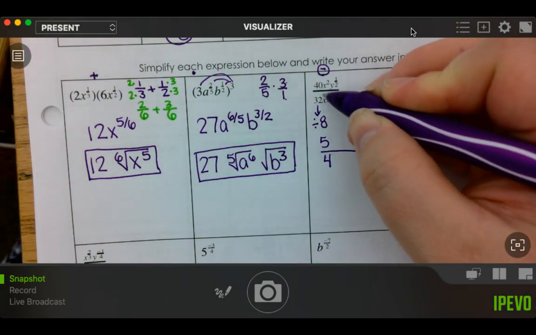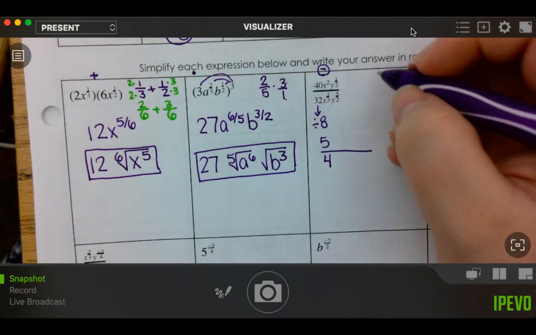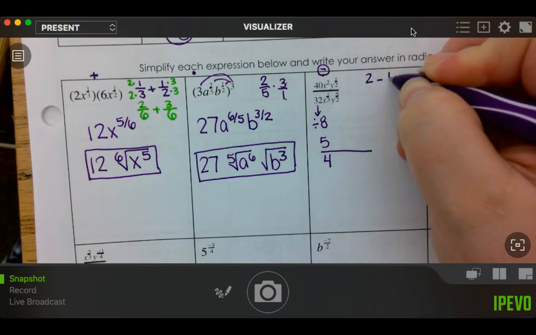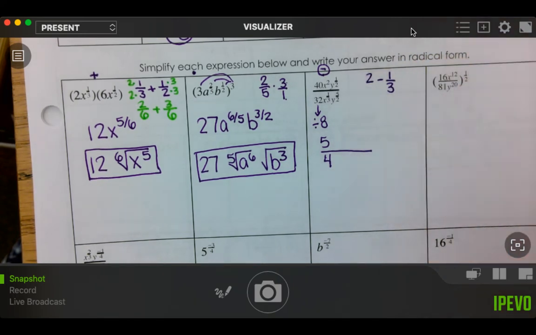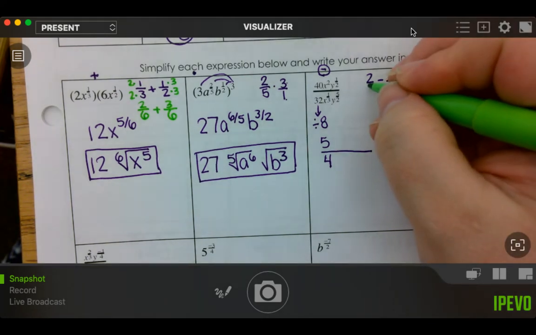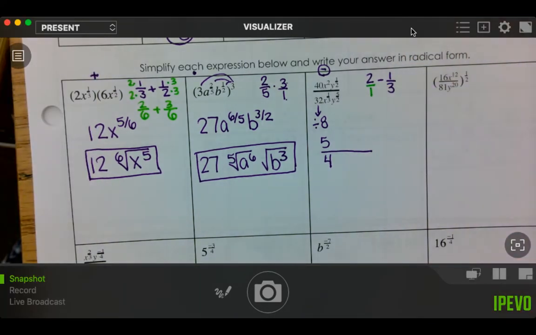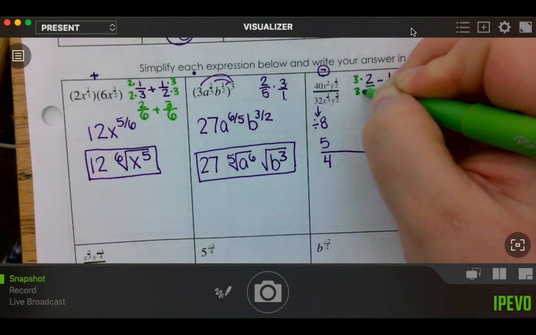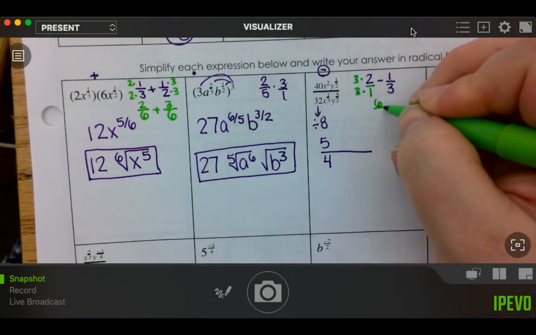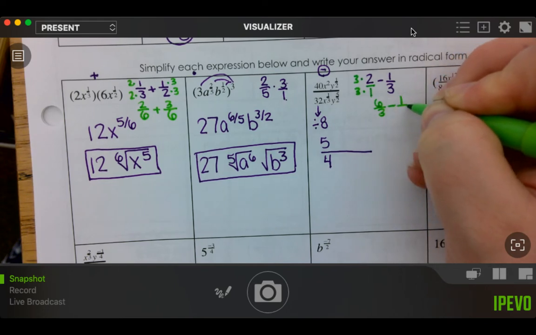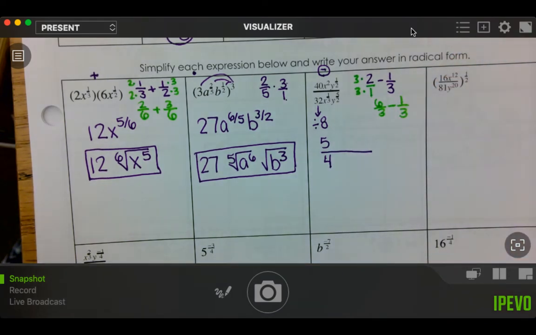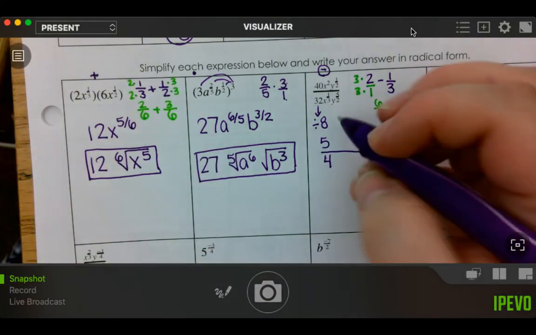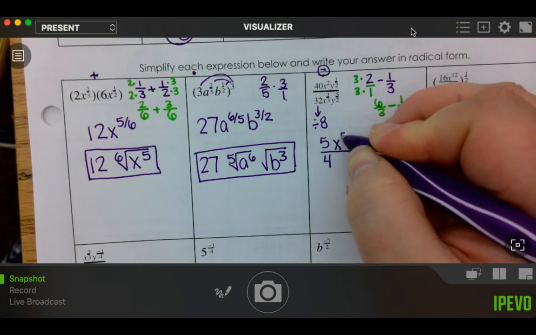So for the x's, we're going to need to do 2 minus 1/3. And that means that I need a common denominator. Since the 2 doesn't have anything, remember that it basically has a 1. And I can multiply that by 3 on top and bottom to make it 6/3 instead of 2. 6/3 minus 1/3 is 5/3.